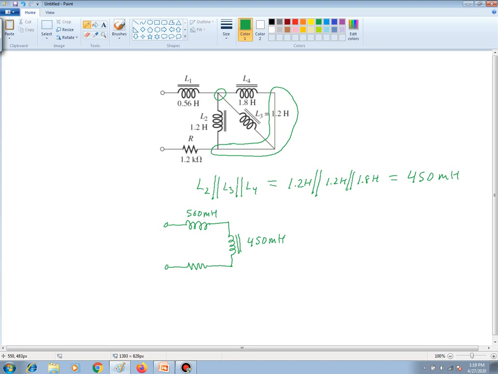Now this can be reduced one more time, and that would provide us a single inductor with a single resistance. So this is going to be the simplest form. The resistance will be 1.2 k ohm, and since these two inductors are in series, we just add them, which gives us 1.01 henries.